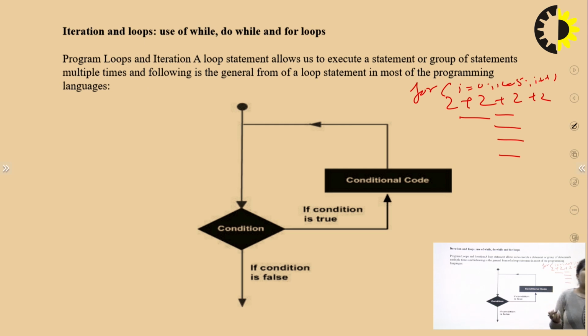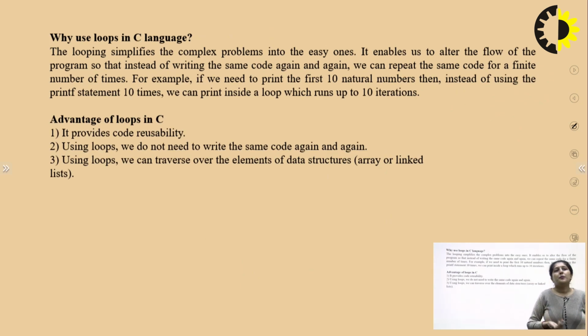So this is the advantage of using loops. We can do multiple iterations in a single line. So this is the basic form of how we do our iteration. If the condition is true, the code will be executed like this. If it is false, then it comes out of the loop and goes on to another code. So why use a loop in C language?